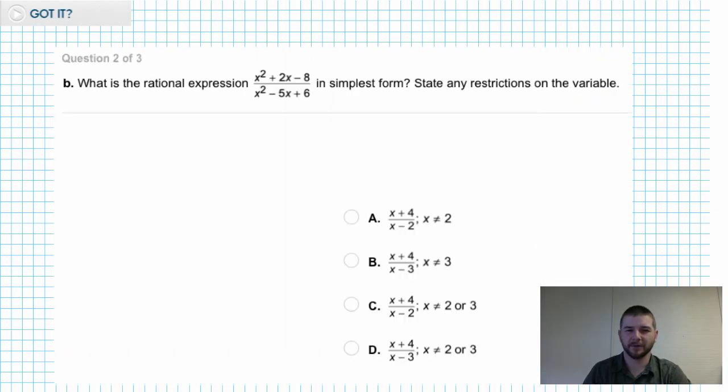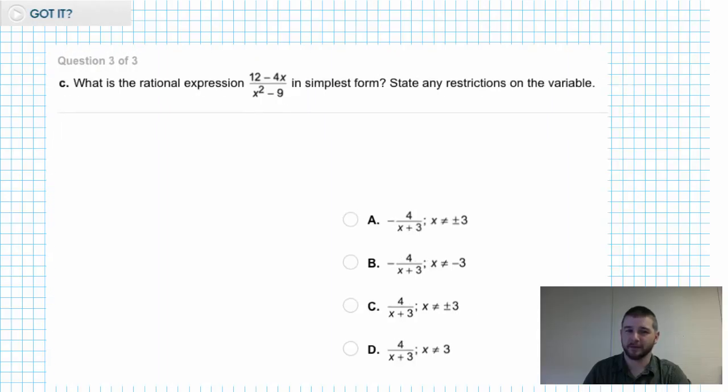And got it, question 2 of 3. Make your selection from the choices below. Got it, question 3 of 3. Make your selection from the choices below.